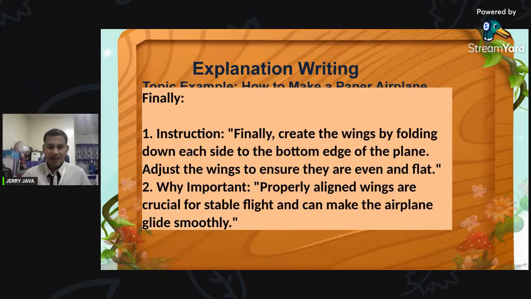And finally, create the wings by folding down each side to the bottom edge of the plane. Adjust the wings to ensure they are even and flat. Why is it important? Properly aligned wings are crucial for stable flight and can make the airplane glide smoothly.